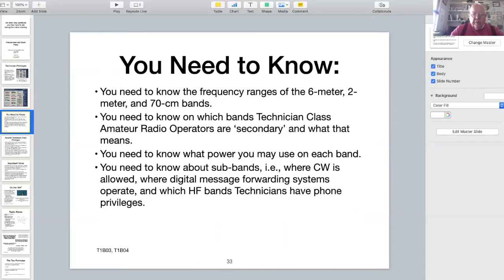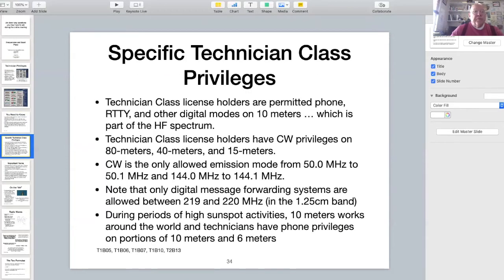The radio frequency spectrum is divided into named segments, and that comes up on a later slide in this session. The HF high frequency segment includes the 10 meter band. This is the only high frequency HF band where technicians have some phone privileges. So just to recap some of this, technician class license holders are permitted phone, or RTTY, that's radio teletype, and other modes on 10 meters, which is part of the HF spectrum.